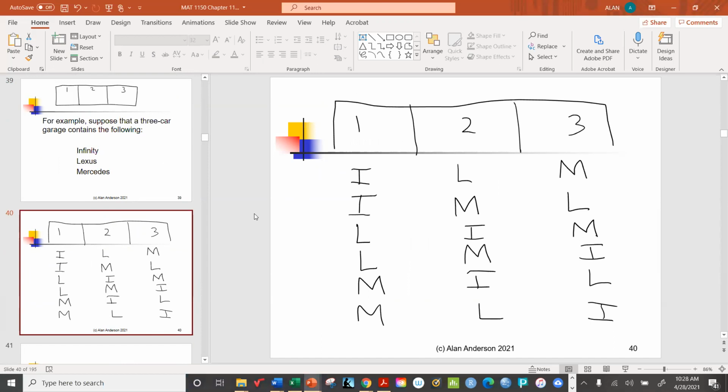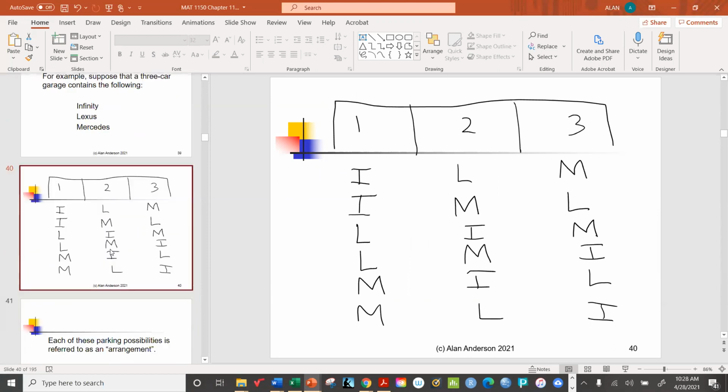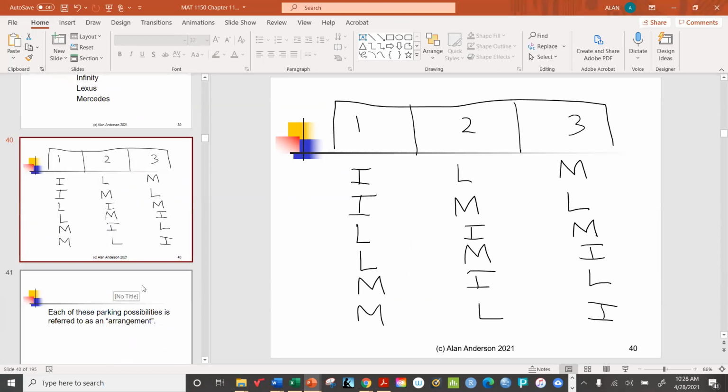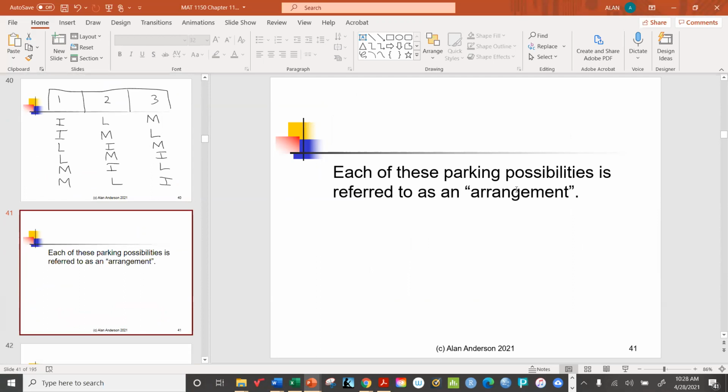Now, of course, this by itself isn't the most interesting application in the world, but it can lead to a lot of other applications that are very important. So each of these ways of parking the cars is known in mathematics as an arrangement. I've taken a group of objects and changed the order from left to right, and these are known as arrangements.